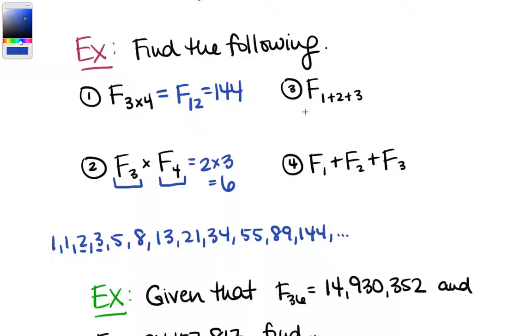And now again, in number 3, in the index, we're adding 1 plus 2 plus 3. Down in number 4, we're just taking Fibonacci first plus Fibonacci second plus Fibonacci third. So I'll give you a minute to go ahead and try that on your own. Pause the video and see if you can do it.